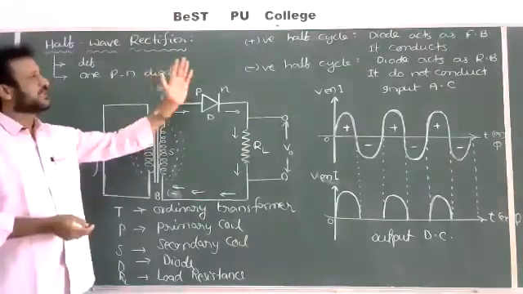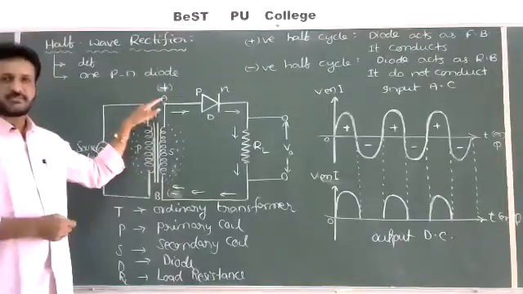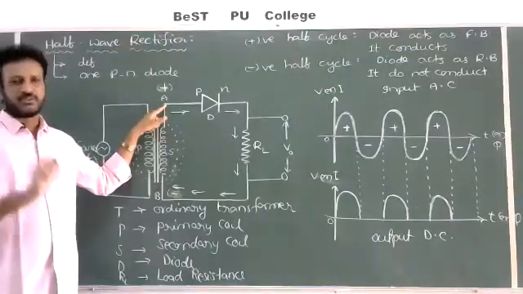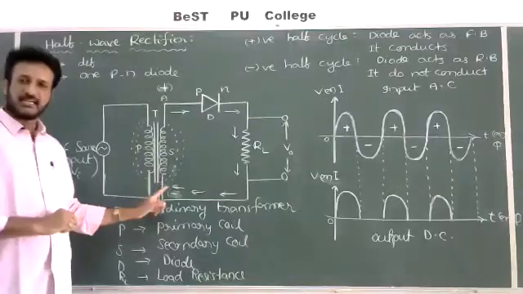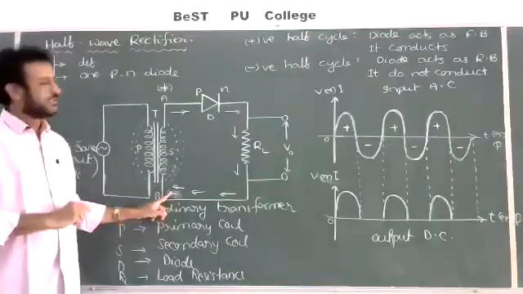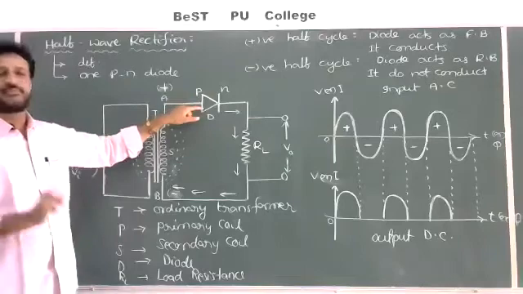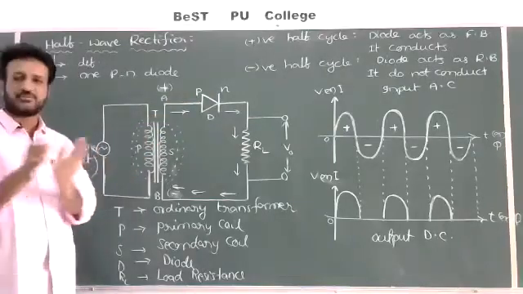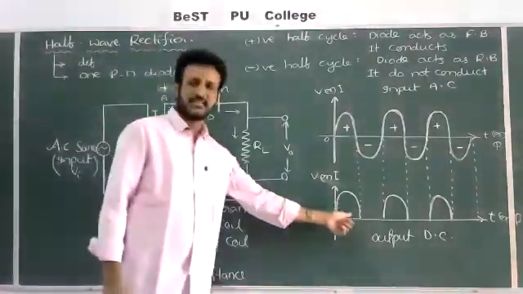So during the first half of the cycle, the upper part of the secondary coil becomes a positive terminal, and the lower part of the secondary coil becomes a negative terminal. Now the diode behaves as forward biased, hence it allows the current to flow through it. That's why we get the signal here.